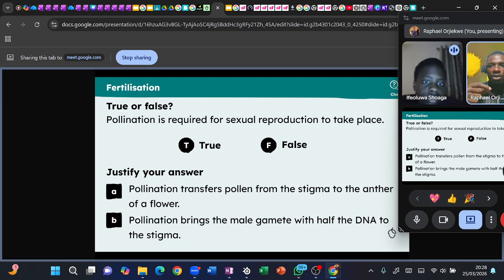Name any fruit. Bananas. Name any fruit that you eat. Which other fruit do you eat? Orange. Watermelons. Can you type some fruits that you eat in the chat?